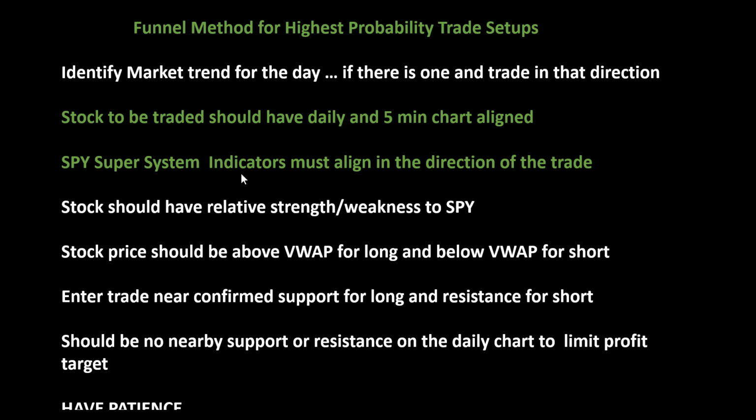And the SPY super system indicators must align in the direction of the trade. Right? It's very critical that they align in the direction of the trade. Relative strength, relative weakness. Now, as I said, on the 5-minute chart, when you're taking a stock, if you're going long, you want the stock price to be above the VWAP. If you're going short, you want it to be below the VWAP. And typically, you want to enter somewhere where the stock is just going up through the VWAP for a long or coming down through the VWAP for a short. You're getting in at a very good support and resistance level. All right? And have patience. Really, really important to have patience.